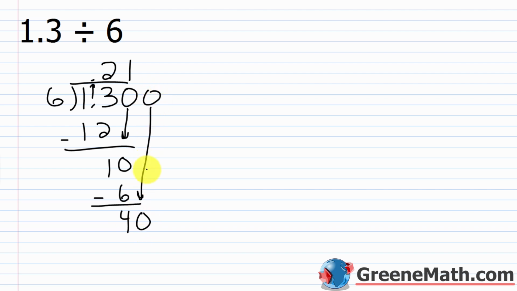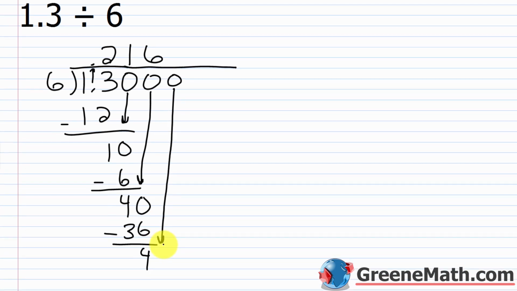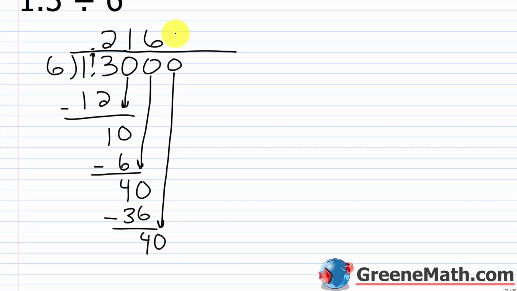Put a 0 to continue the division. Bring that down. 6 is going to go into 40 6 times. 6 times 6 is 36. Subtract and get 4. Put a 0 to continue the division. Bring that down. 6 goes into 40 6 times. 6 times 6 is 36. Subtract and get 4.